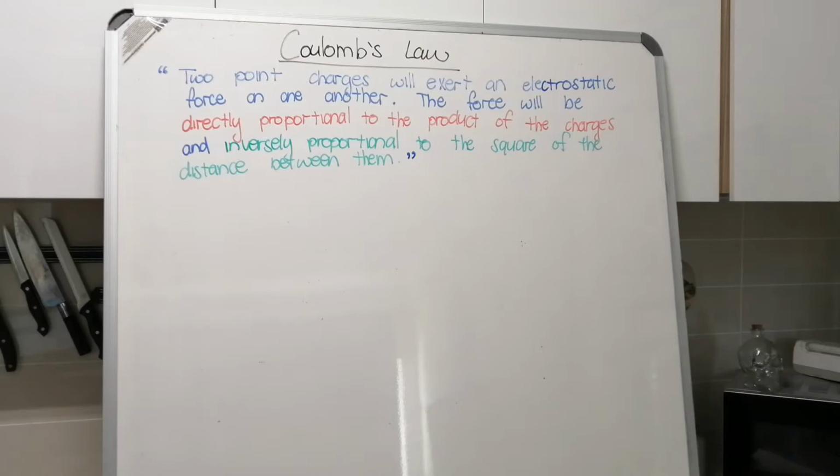Coulomb's law states that two point charges will exert an electrostatic force on one another, and the force will be, here are your marks, directly proportional to the product of the charges, and your second mark, inversely proportional to the square of the distance between them. You will note that this is very similar to Newton's law of universal gravitation. That one says that the force that two objects exert on each other is proportional to the product of the masses of the objects and inversely proportional to the square of the distance between them. So if you know one, you know the other one.